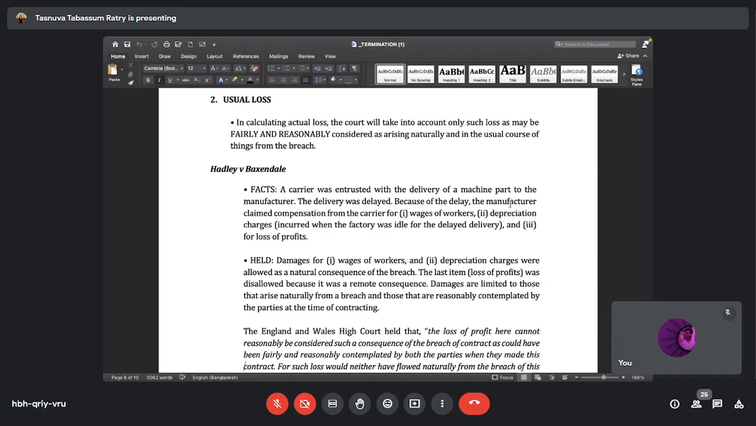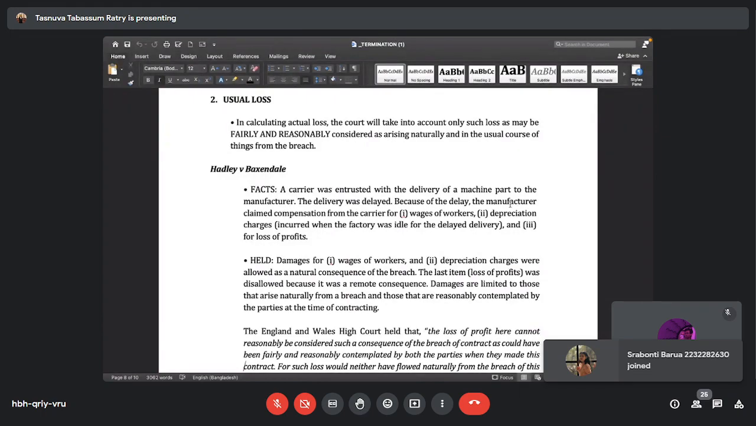So, from this particular case, usual losses were also taken into consideration. However, usual losses will only be taken into account where the losses are fair and reasonable, contemplated by both parties, and arise naturally in the usual course of things from the breach of contract. Losses that do not arise naturally from the breach, or that are not fair and reasonable to be considered a consequence of the breach, will not be taken into account when damages are calculated.